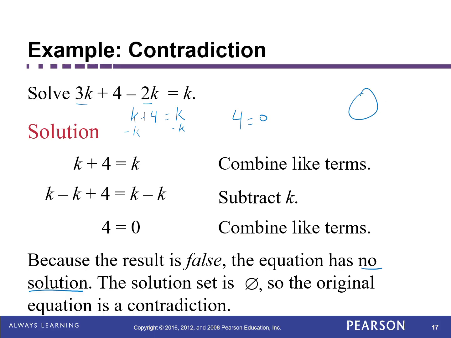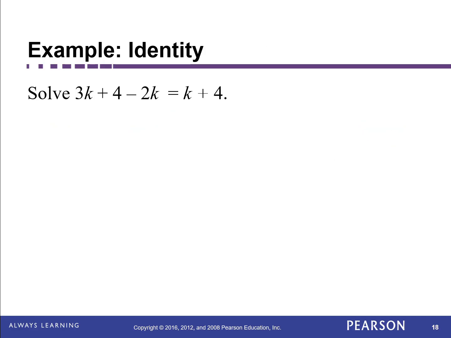If you've never seen that before, that is the empty set, or essentially the null set. So the original equation is a contradiction, and we have what we would just generally call no solution.